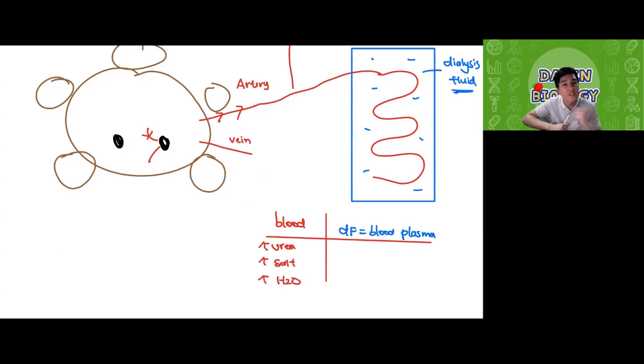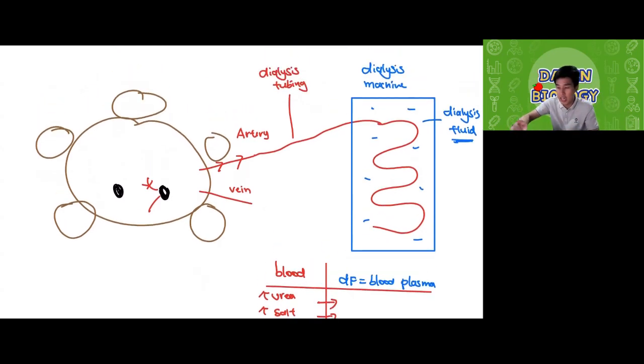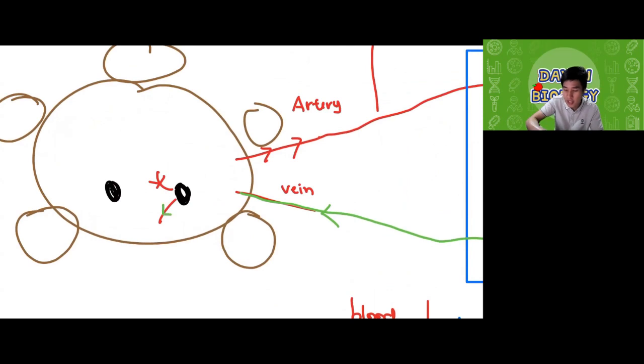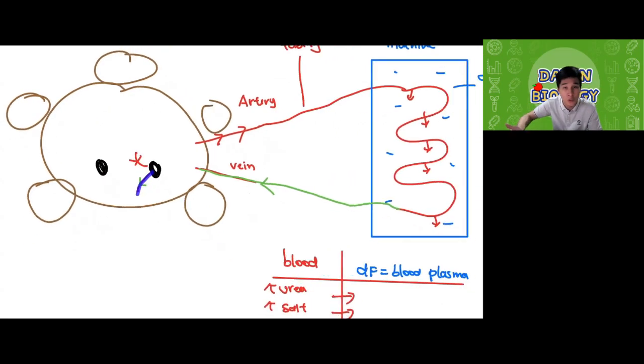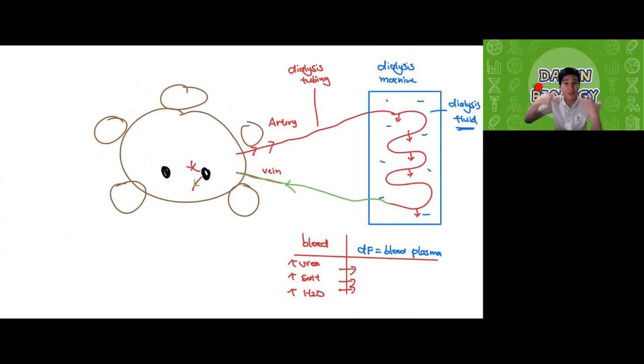So, passive transport of high to low. Therefore, this urea, excess salt, and water all will diffuse out of your dialysis tubing and go into your dialysis fluid over here. All the dirty substances will diffuse out into the dialysis fluid. So once your blood comes out from this machine, your blood is basically filtered, it's clean already, and then you go into your vein. Just like how the renal vein removes clean blood out from your kidney. Same thing here. Okay? So basically, this is how these things work.